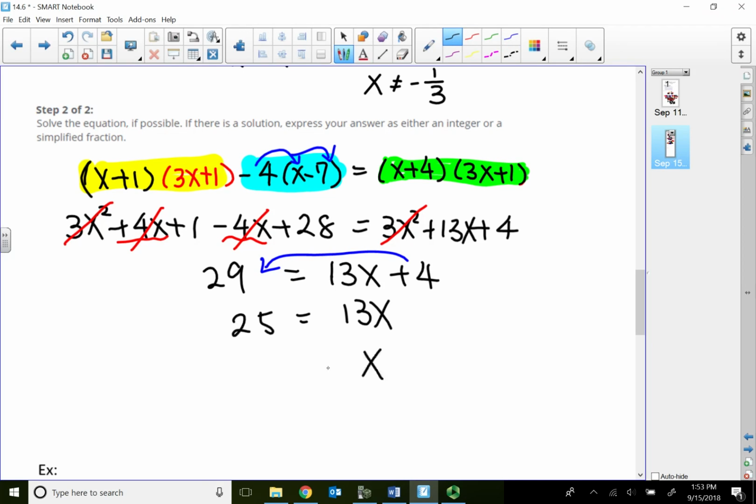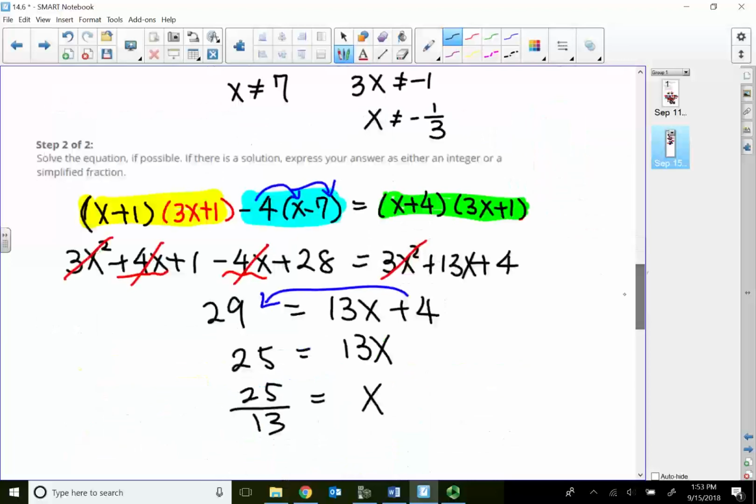Divide both sides by 13. My answer, 25 over 13, which is not part of my restriction. So therefore, my answer, 25 over 13, is legitimate.